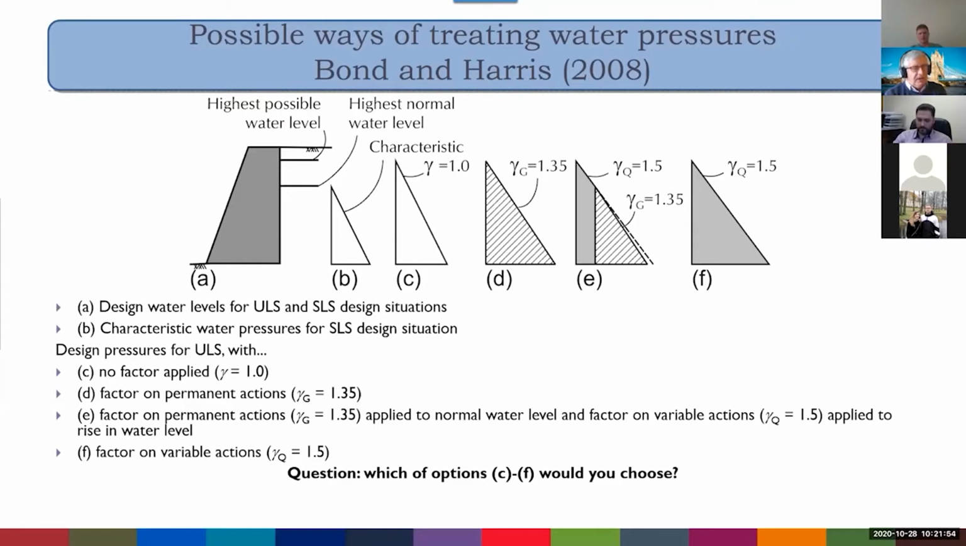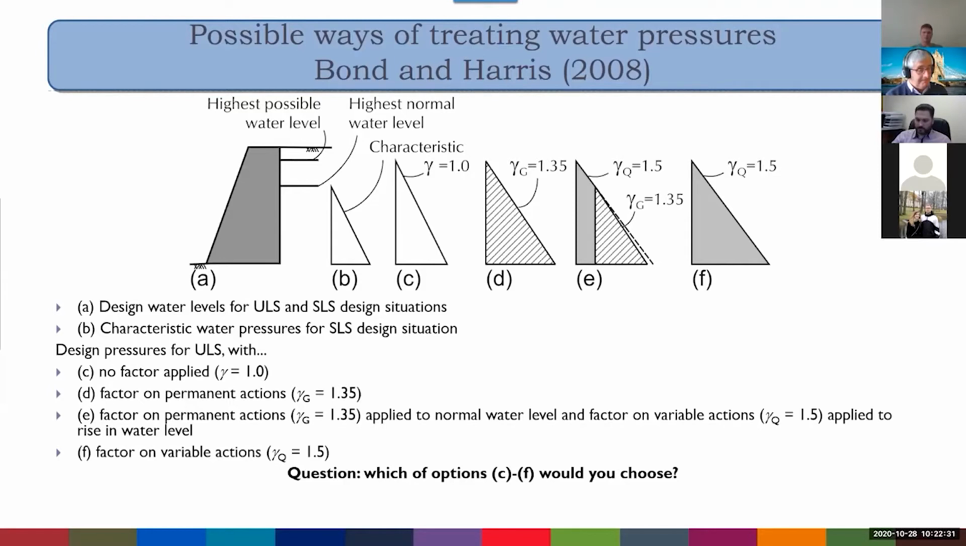People were asked, given the water pressure diagram shown in B, which is the characteristic water level, the highest normal water level that you expect to occur on the back of the wall, how would you work out your design water pressures for ULS? Now, Eurocode 7 says that you have to consider the highest possible water level during the design service life. So that is C. Unfactored water pressures is C. And then a lot of structural engineers, when asked, will say, actually, I would then factor that water pressure by 1.35 because it's a permanent action.